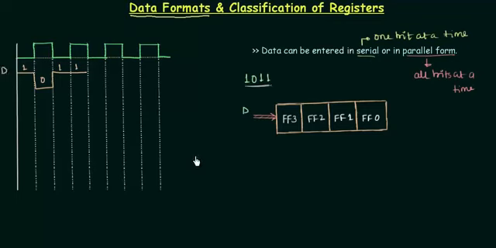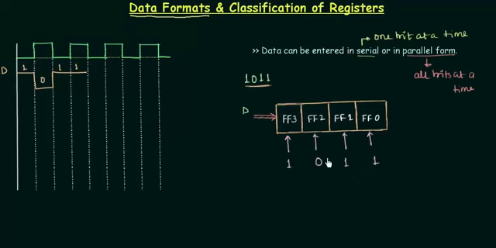And in the same way, if I want to enter it in parallel form, then I have to enter it individually to all the 4 flip-flops. So this one is 1 and this is 0, this is 1 and then 1. This one is the parallel form and this one is the serial form. In this I am entering the data 1011 in serial, and here I am entering the data 1011 in parallel.